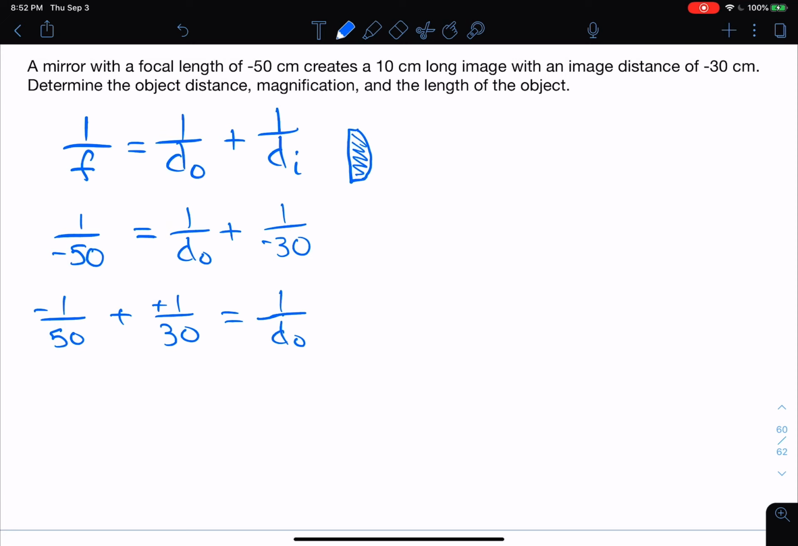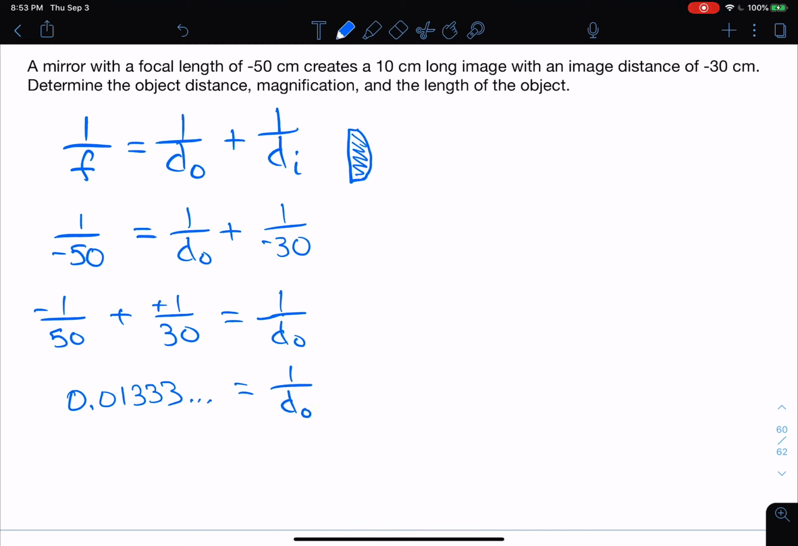Now, we could get the common denominator. In this case, it's actually not too difficult to do it that way, but in general, that's not always going to be the case. So my recommendation is to grab your calculator and crunch the left side here. Let's crunch the numbers. If I do that, I get 0.01333, a 3 repeating. And that's going to equal 1 over the object distance.